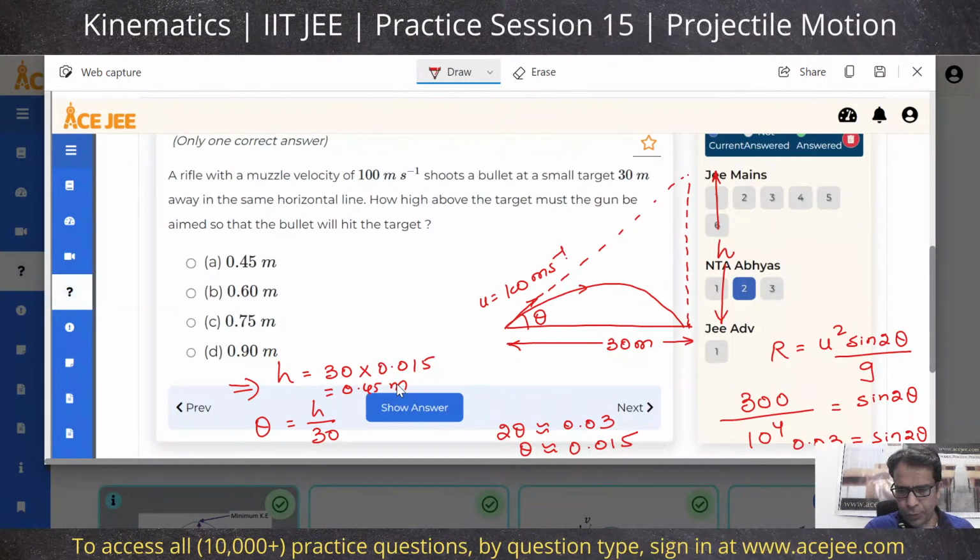Yes, beta. See, the trick here was not so much the application of the equations of projectile motion, but I'm sure you got stuck at the point when you know the range, you know u square, you know g, everything is known, but then you got this equation, sine 2 theta is 0.03, right? Now it becomes difficult to figure out how to proceed. Is that where you guys were stuck?